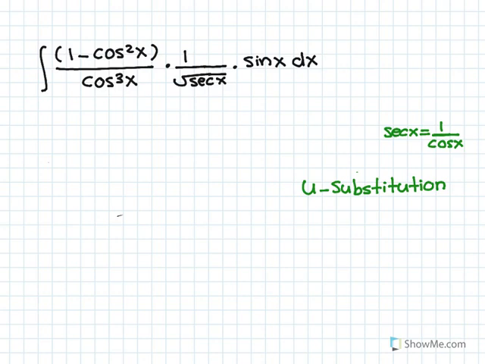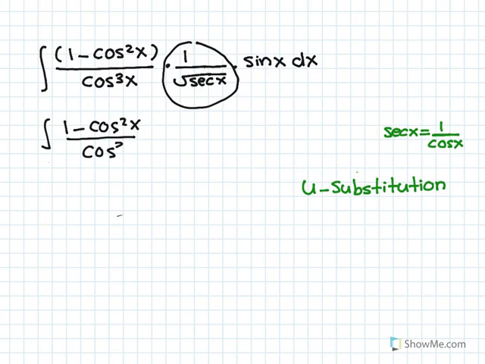And let's rewrite 1 over root sec x as root of cos x, because secant x is just 1 over cos x. So we have the integral of 1 minus cos squared x divided by cos cubed x times root cos x times sine x dx.